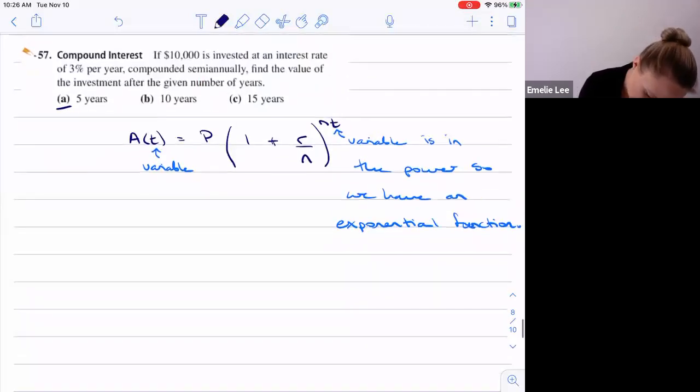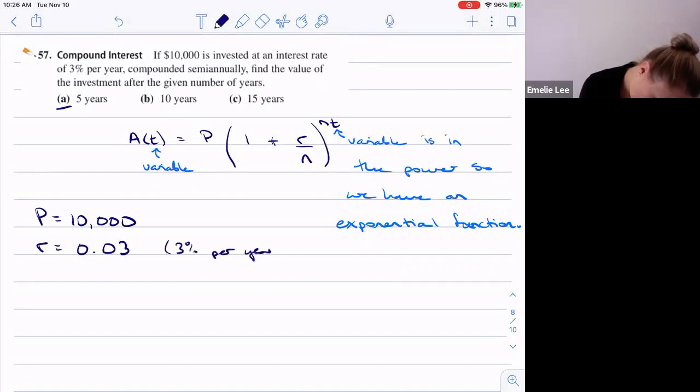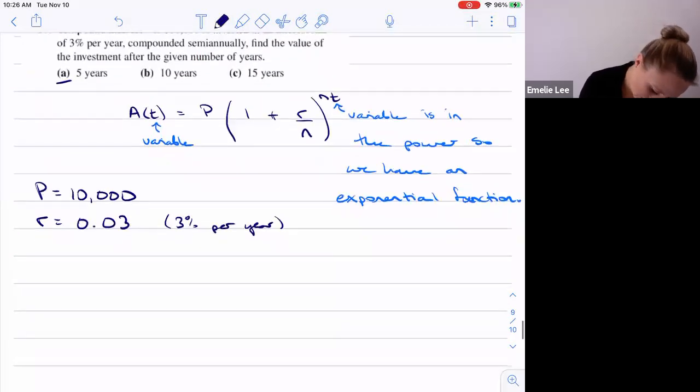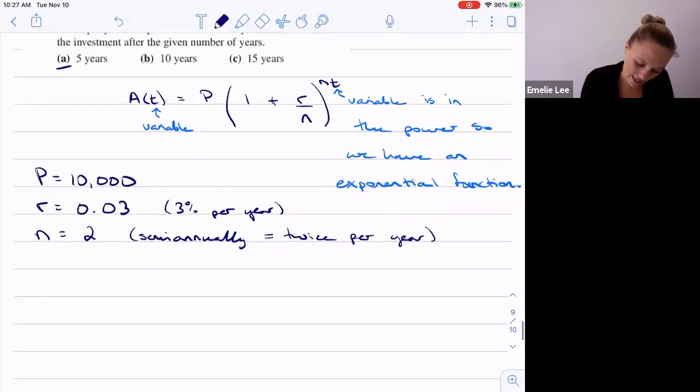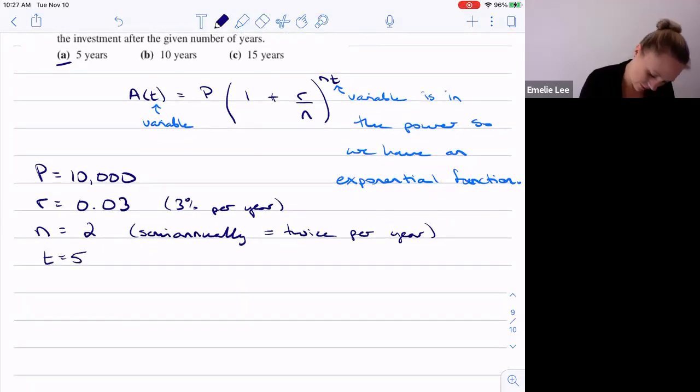But here, what we're saying is that P is 10,000 at a rate of 3% per year, so 0.03. Compounded semi-annually, so N is 2, semi-annually is twice per year. And for A, T is equal to 5. So we're going to solve for A of 5.